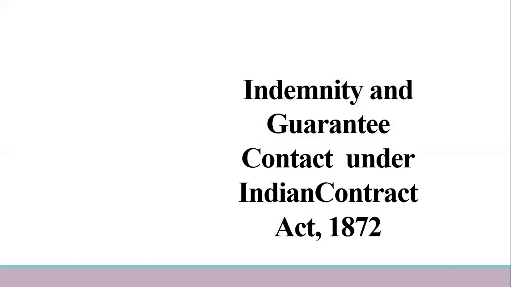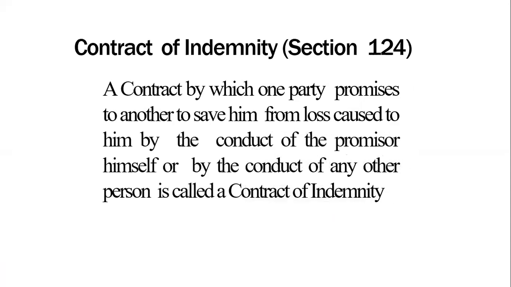We will learn the contract of indemnity, which is defined in Section 124 of the Indian Contract Act, 1872. A contract by which one party promises to another to save him from loss caused to him by the conduct of the promisor himself or the conduct of any other person is called a contract of indemnity.